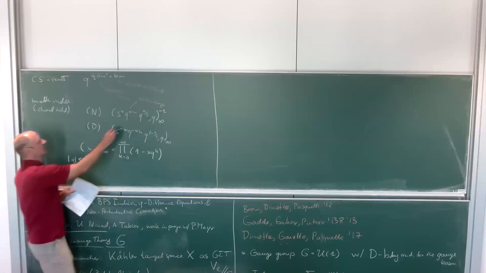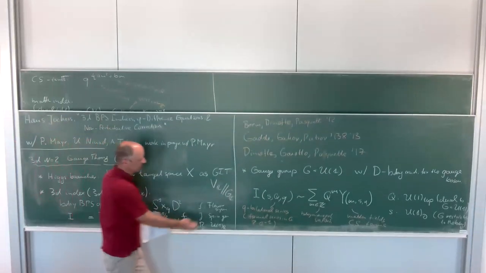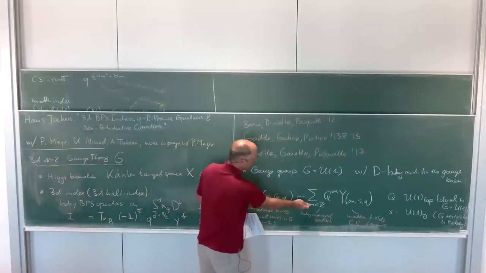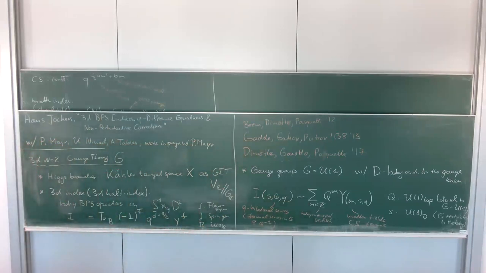Yes. So here appears the index m. So you have to sum over it. This bilateral series is just this infinite sum over the integers of this contribution.